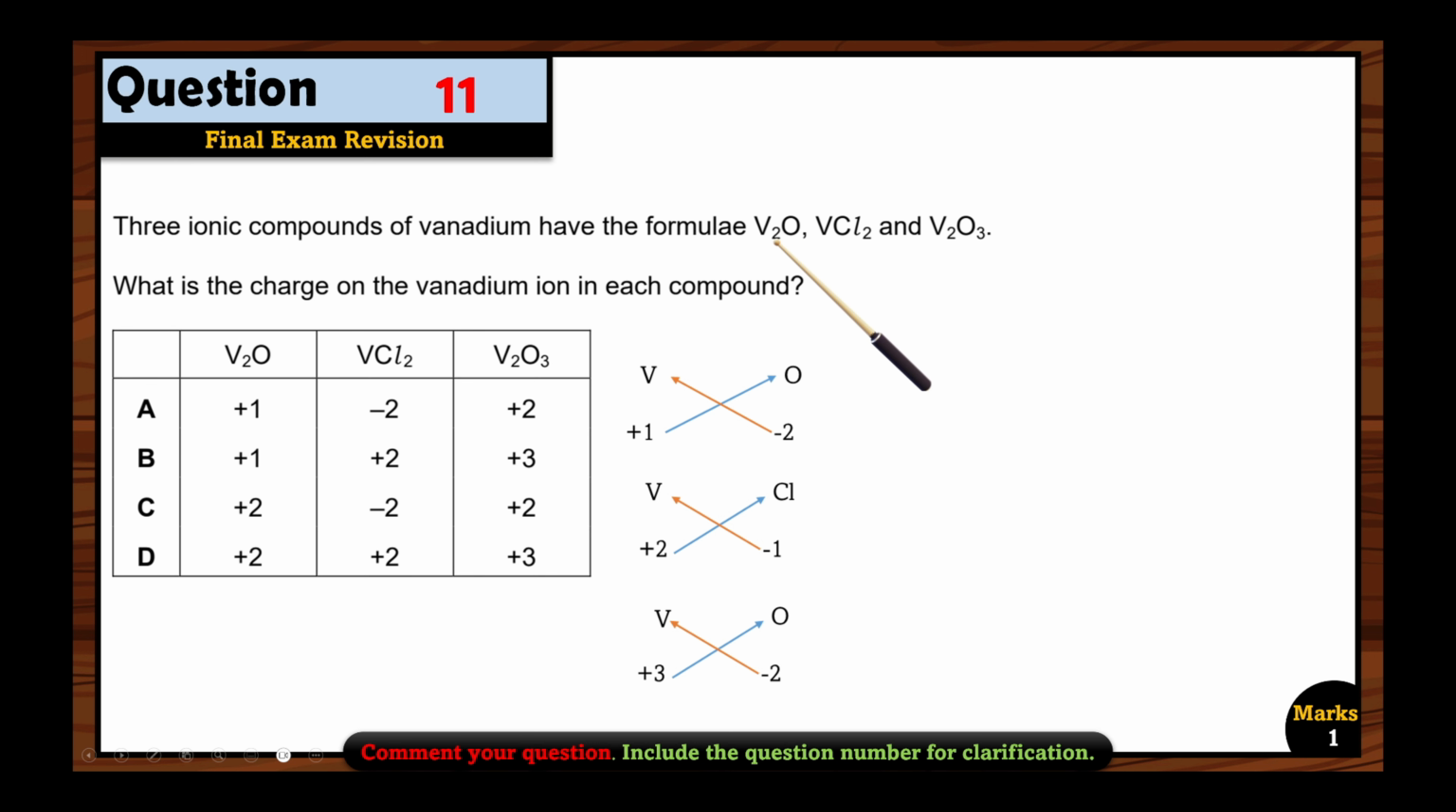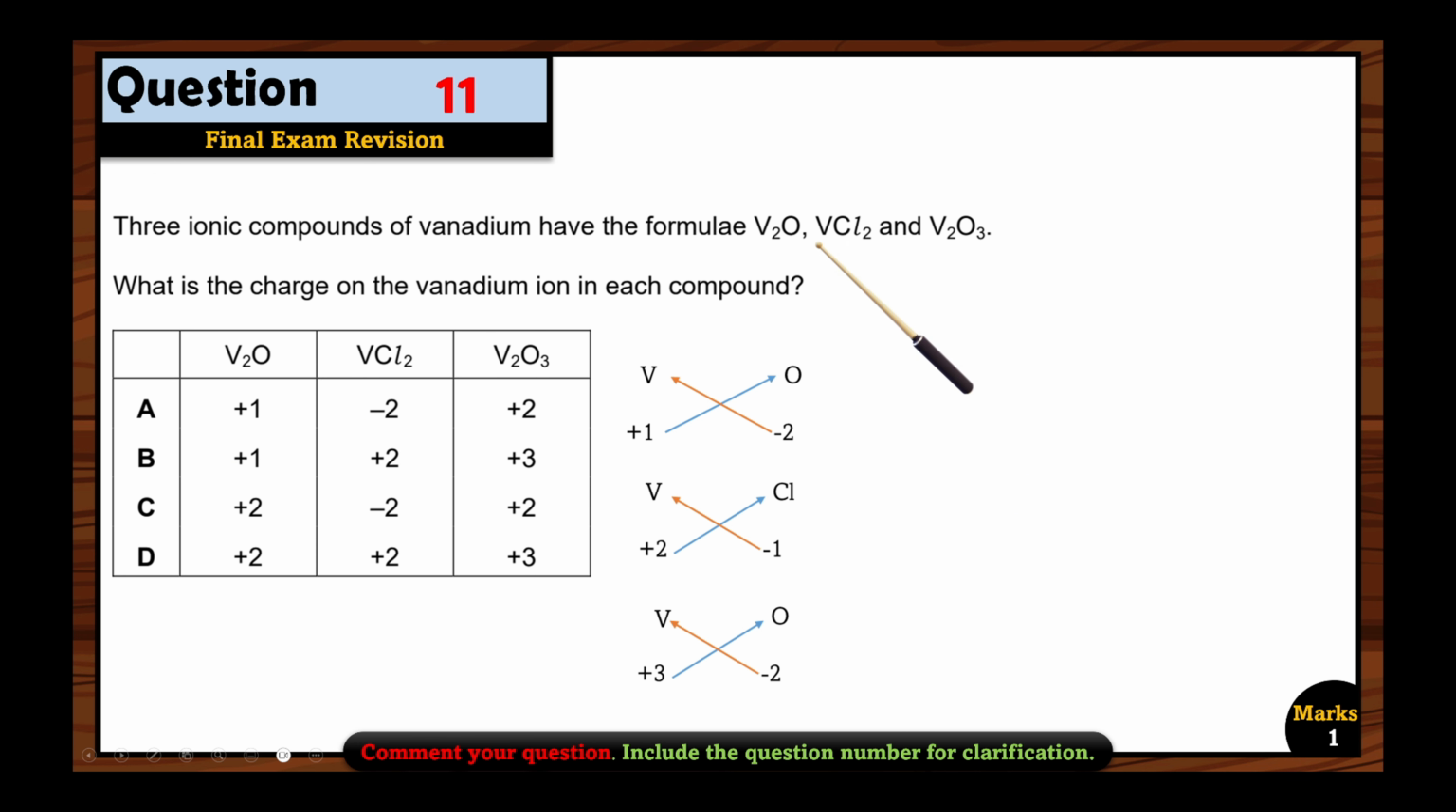So one will be positive and the other one will be negative. Oxygen is a non-metal, so of course it will have a negative charge, and vanadium will have a positive charge. Also, vanadium belongs to the metal group, right? So it's metallic. Metals always lose electrons. So +1 will be the charge on V in V2O. So A or B option can be right.